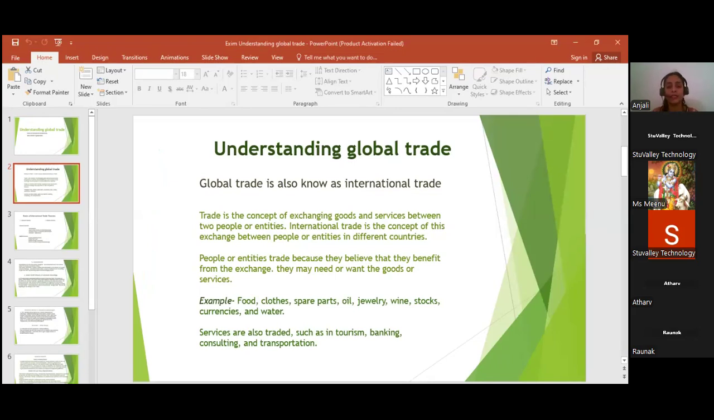Understanding global trade. What is global trade? I'm going to explain to you all. Global trade is also known as international trade. First I will read, and then I will explain to you all.